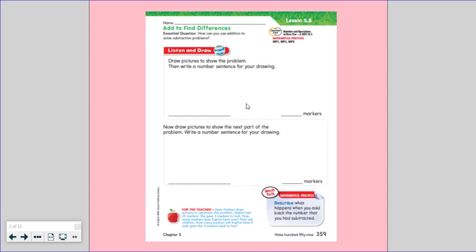Okay, so let's see. She has 25 markers, so we got to draw a picture. I'm going to draw a quick picture. 10, 20, 1, 2, 3, 4, 5. Okay. And she gave 3 to Josh. So take these away. How many markers does Sophie have now? I'm going to say she has 22 markers. Okay, now we got to write a number sentence. So it would be, we started with 25 markers, and we took 3 away, and we ended with 22.